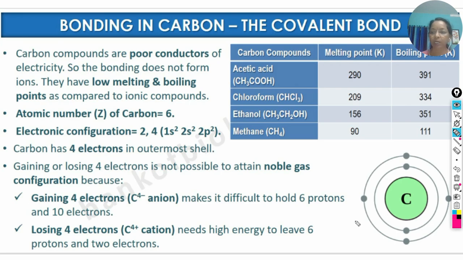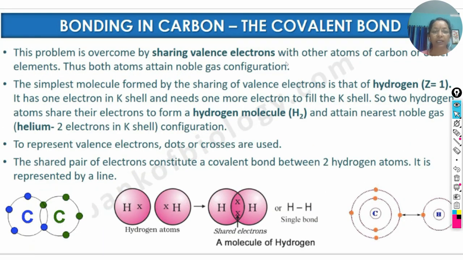Okay, so carbon solves this problem by sharing its valence electrons with other atoms of carbon or with atoms of other elements. Okay, so we will learn something about sharing of electrons, how elements share electrons to form molecules. We'll discuss that, then we'll be coming back to carbon.